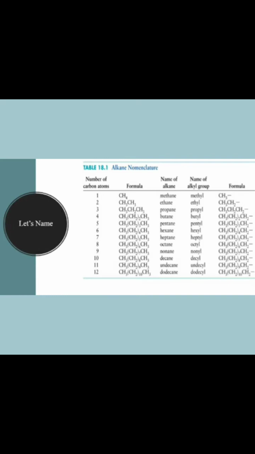7 is heptane, branch heptyl. 8 is octane, branch octyl. 9 I call nonane, and the branch is nonyl. 10 is decane, and the branch is decyl. 11 is undecane, and the branch is undecyl. 12 is dodecane, and the branch is dodecyl.